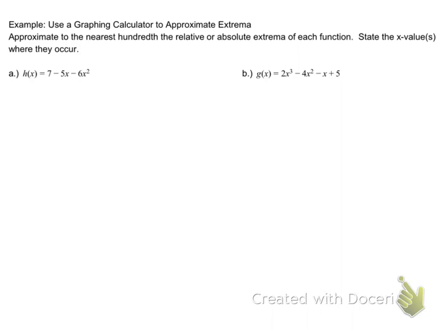So here we go. Using a graphing calculator, I want you to approximate to the nearest 100th the x value where a max or a min occurs. So take your calculator, graph 7 minus 5x minus 6x squared.